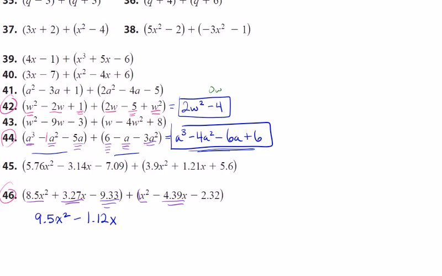And finally, we have our constants. We have negative 9.33 plus negative 2.32. And when we combine those together, we get negative 11.65. Right, so you can add and subtract the coefficients. If you need to use your calculator, you can. Don't plug in the x's, just plug in the coefficients.